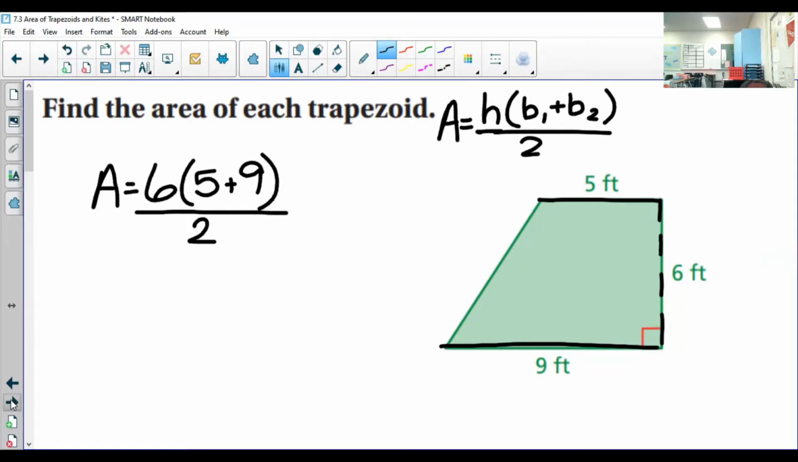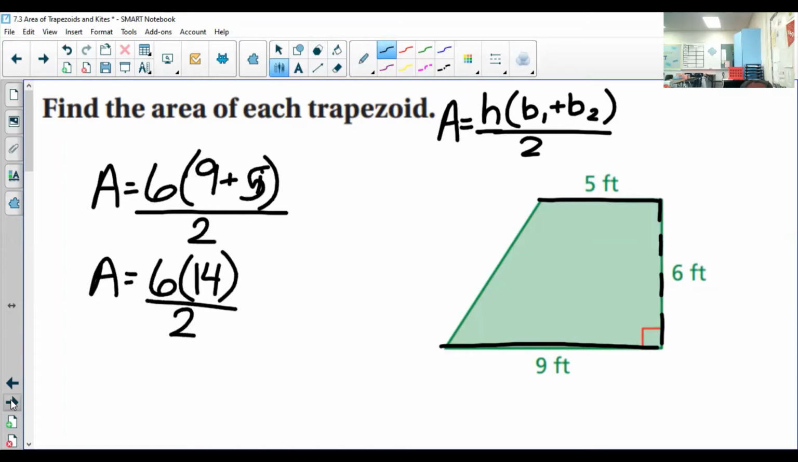Does it matter what I use for base 1 and base 2? Like what if I did 9 plus 5, would I get the same thing? Yeah, I would, so it doesn't matter. Okay, so here's what we're going to do. We just follow order of operations. The first thing we're going to do is parentheses. What is 9 plus 5? 14. So now I just have 6 times 14 divided by 2.